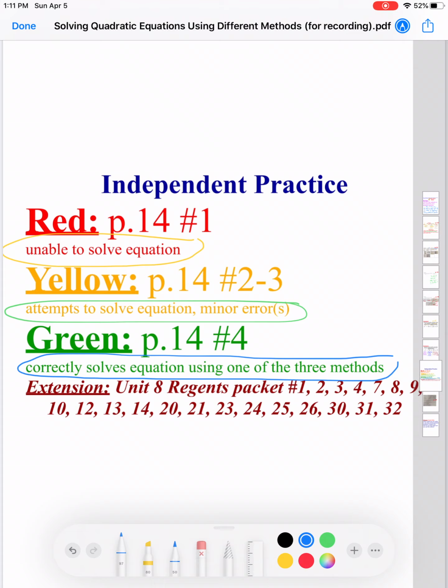Again, if you're picking red, I'd like you to do red and yellow. If you're picking yellow, please do yellow and green. And then green, you definitely want to answer that green problem. And I would also start on the extension.